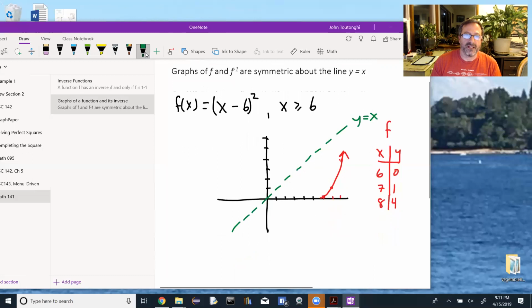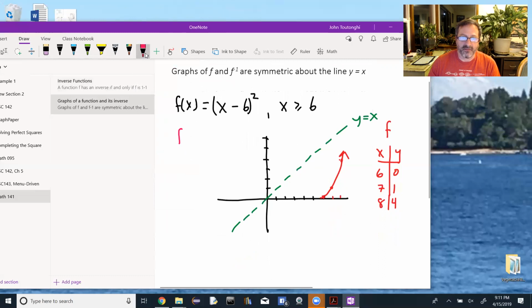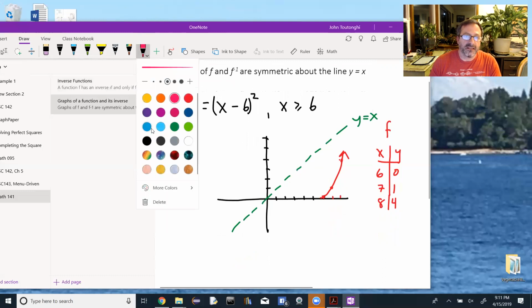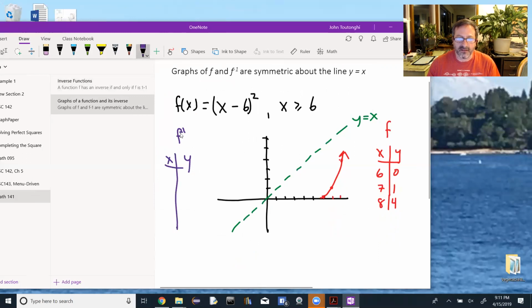Well, when we want to graph the inverse, I don't even need the formula for it. What I can do is just take the value of the function point there. Let's use a different color. I find something that's clearly not red. Let's go purple. We take the points from F. To get the points for F inverse, we just take those points and we swap the values. So instead of 6, 0, we get 0, 6. Instead of 7, 1, we get 1, 7. Instead of 8, 4, we get 4, 8.